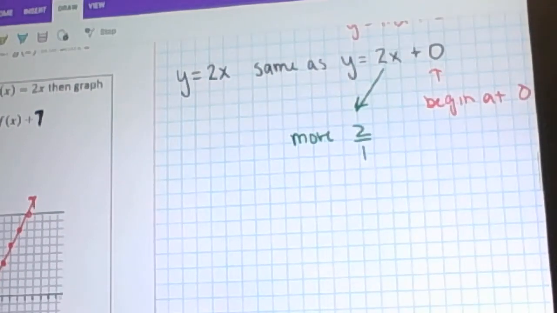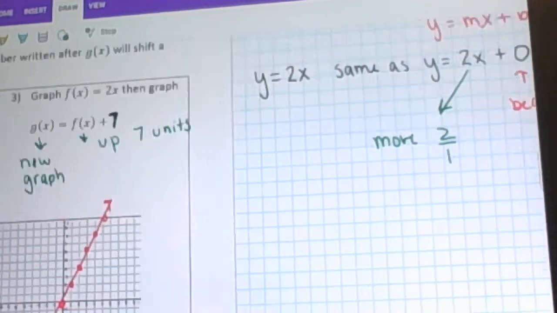They called this g because they want you to make a whole new graph. The whole new graph should be the original graph moved up 7 units. So it's the one you just did, but you count up 7. You just come back to see if everyone's looking.